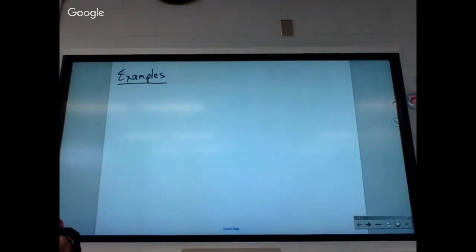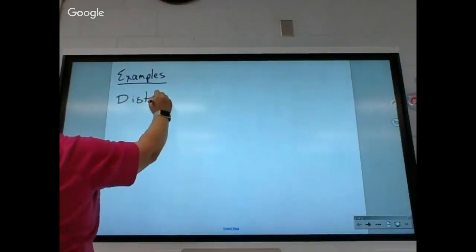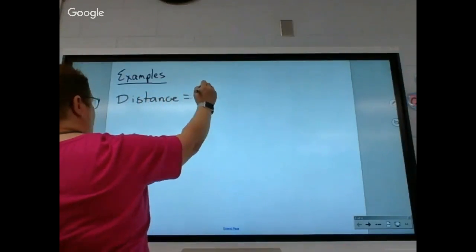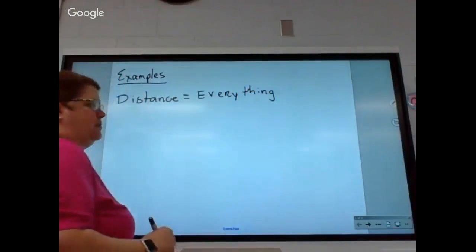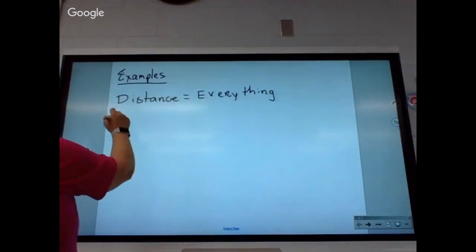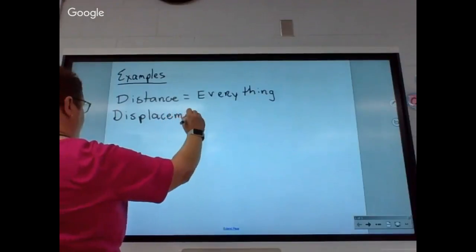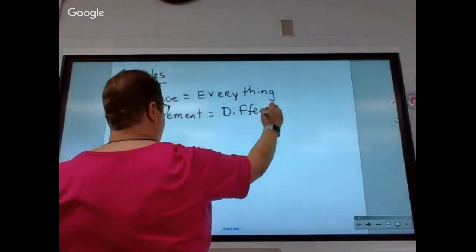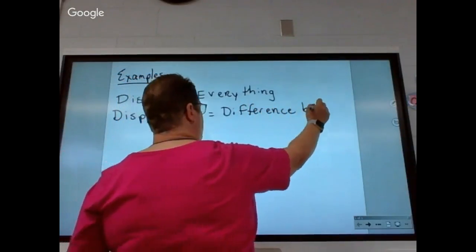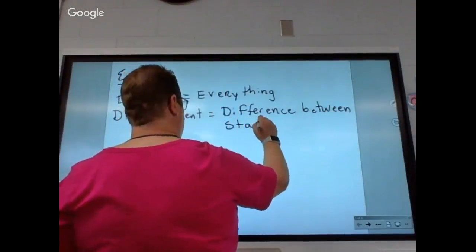All right. So on Friday, we talked about distance and displacement, right? We said, first of all, the distance was everything. That's the part you've got to keep in mind in the examples. Everything. Displacement is the difference between start and stop.